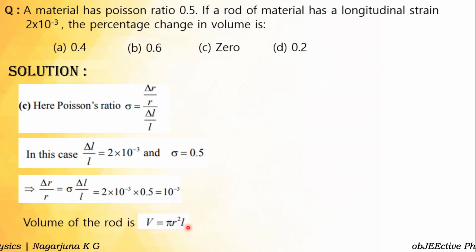Volume of the rod is V, which is equal to pi R square L.